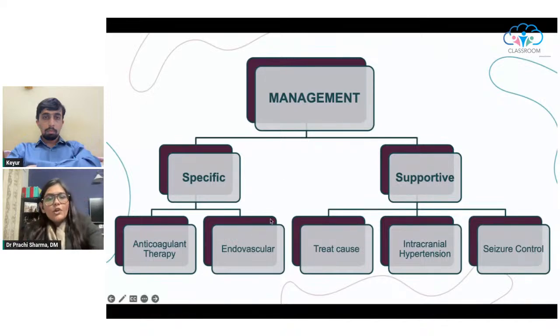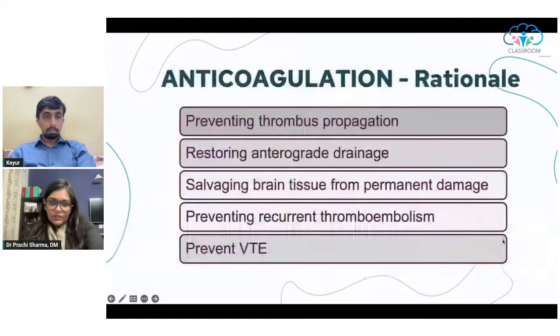So the management is broadly divided into specific and supportive. Specific includes anticoagulant therapy and endovascular treatment, and supportive includes that we have to treat the cause, we have to control the ICP, and we have to go ahead with seizure control. So the rationale for, or why, anticoagulation is the standard of care is because it prevents the propagation of thrombus.